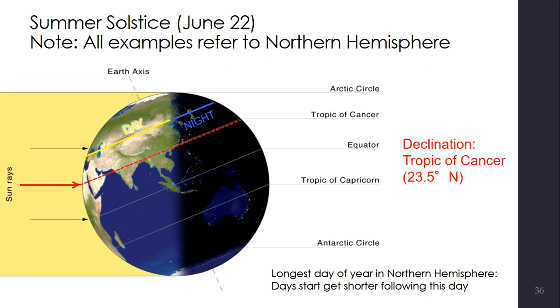So the summer solstice, we're going to talk about the solstices and the equinoxes. And all of these examples are referring to the northern hemisphere, so we want to remember that. During the summer solstice, the declination, or that place where the sun is getting its 90-degree angle of the sun's rays, is going to be at the Tropic of Cancer. It is the longest day of the year in the northern hemisphere. After June 22nd, which we'll be coming up on in just a couple weeks, our days will start to get shorter. So our days are going to get longer and longer until that point, and then after that, they're going to get shorter in the northern hemisphere.